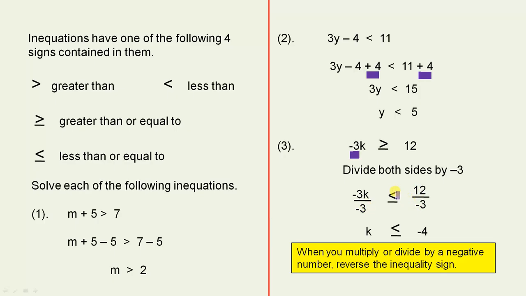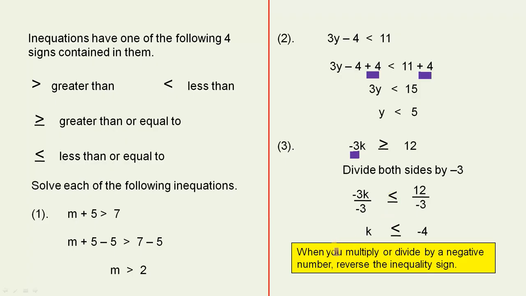We notice here very, very importantly that we divided each side by a negative number. In the first two examples, there was no such thing as division here, but over here we divided both sides by 3, which was positive, so the sign remains the same. But when you divide by a negative number, the sign changes around, you reverse it. So that was greater than or equal to, this becomes less than or equal to.